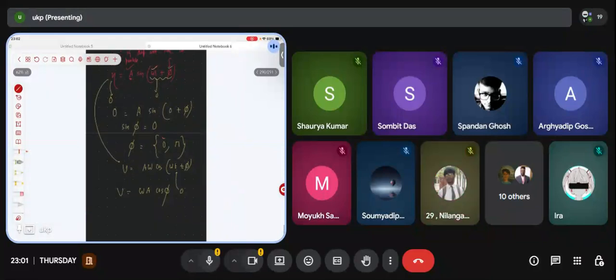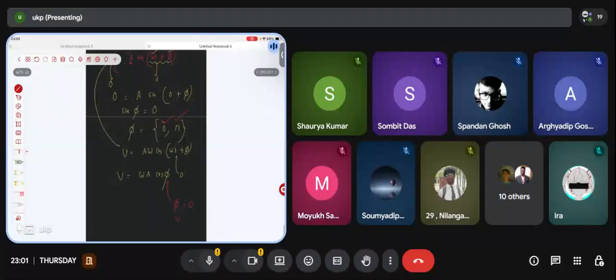I have got, there can be two different possible values of phi. One is 0 and the other one is pi radian. If I put phi equal to 0, then what will the velocity be? You will say, simple sir, omega a into cos 0 is 1, it will be plus omega a. If I substitute phi equal to pi radian or 180 degree, what will the velocity be? omega a cos pi is minus 1, it will be coming out to be minus omega a.